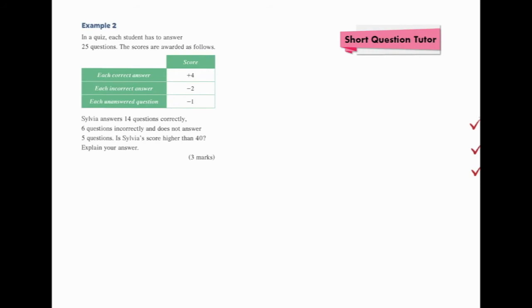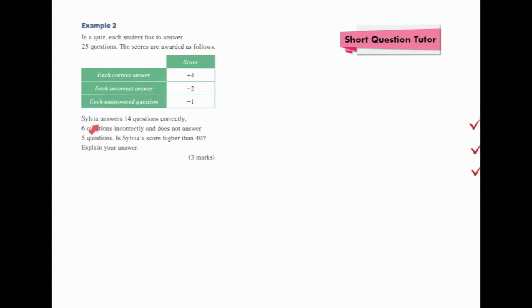In example 2, we are going to calculate the score of a student in a quiz. As stated in the question, each student has to answer 25 questions. 4 points will be given for each correct answer. 2 points will be deducted for each wrong answer, and 1 point will be deducted for each unanswered question.